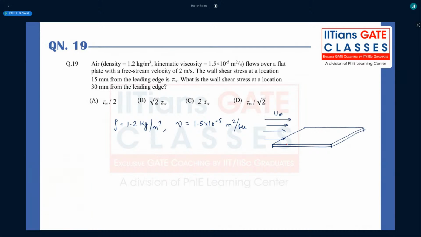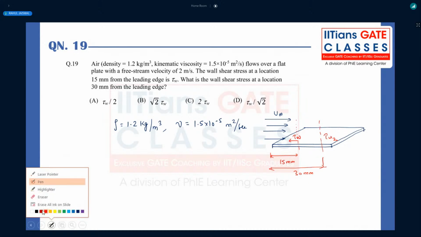And then we have, at a certain location of this plate, at a distance of 15 mm from the leading edge, the wall shear stress tau W. And at a distance of 30 mm from the leading edge, we have tau W2, which we need to find in terms of tau W, right? So first of all, we must know whether it is a laminar flow or turbulent flow. Without knowing that, we cannot decide how the wall shear stress will vary with respect to x.